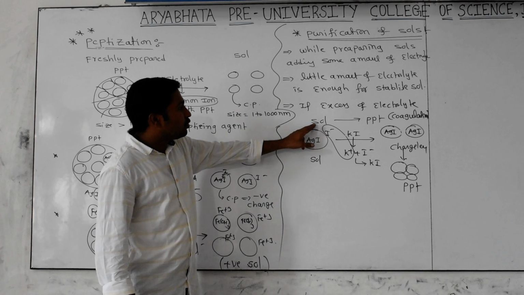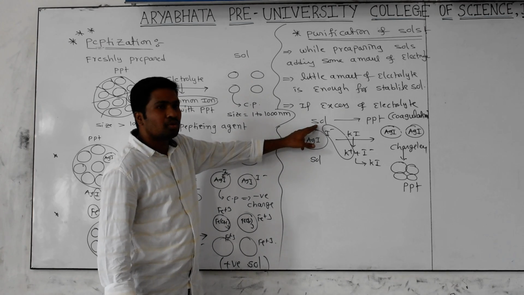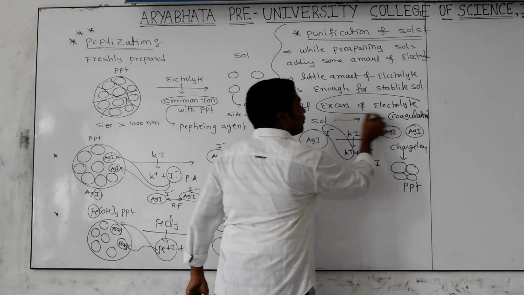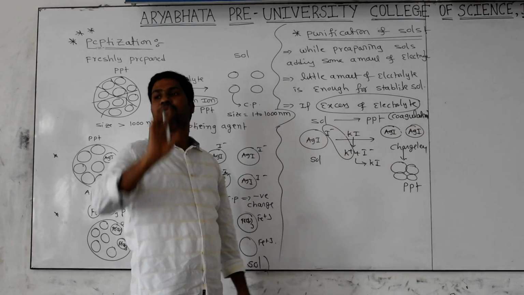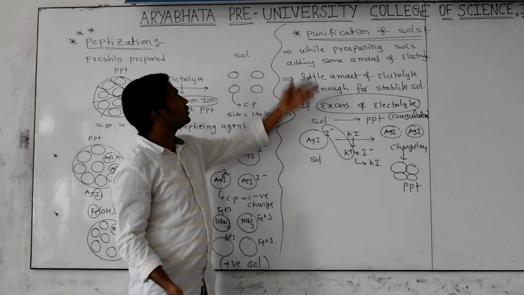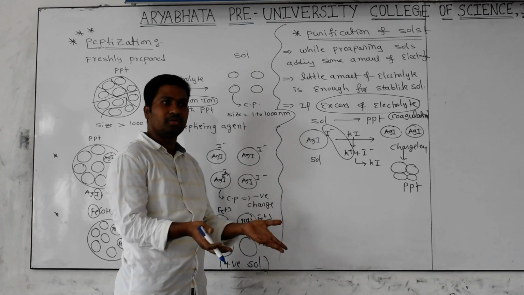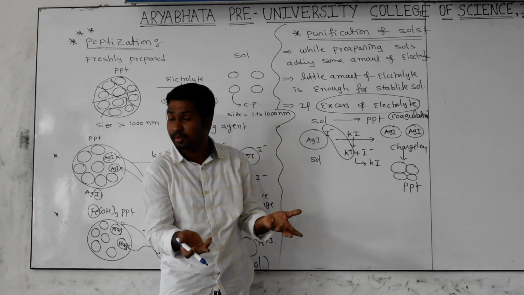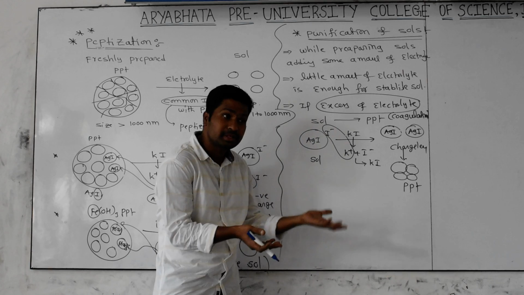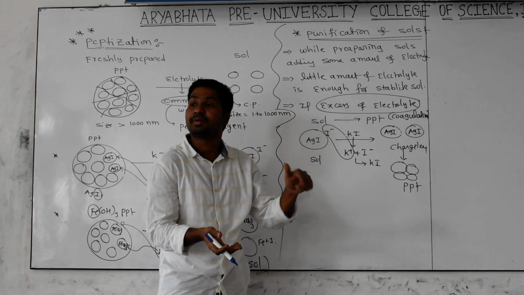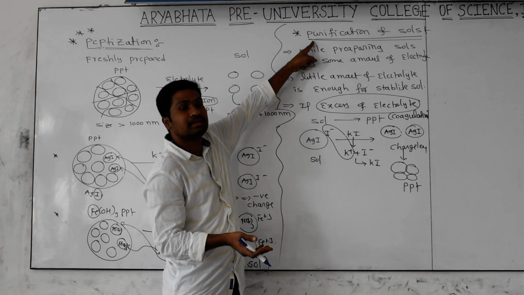Now, if I want to maintain the stability of the sol, what should I do? Yes, very good. Whatever excess of electrolyte is there, that should be removed. That's the target. That is called purification of the sols. You prepared sols, okay, well and good. If sufficient quantity is there, no problem. Because of excess of electrolyte, the problem is coming. So if you want to solve the problem, we should remove that excess of electrolyte from the sol.